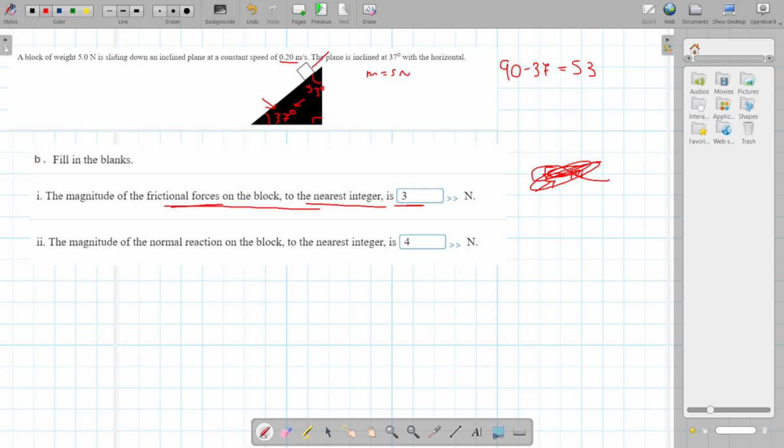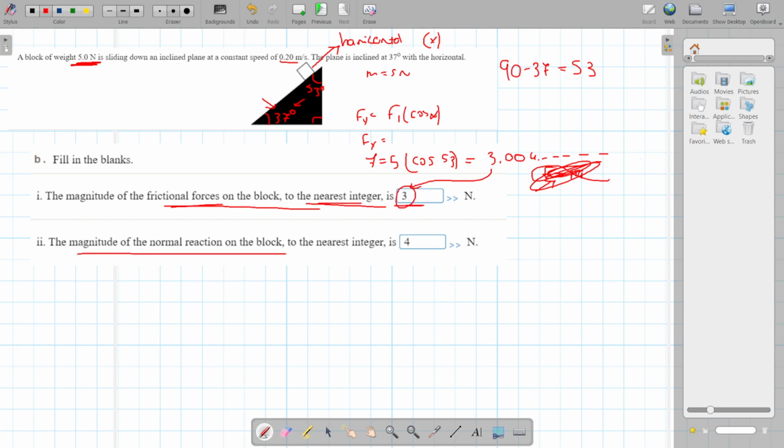To find the friction, which is like this, this is obviously horizontal. This is the x component of the force. We know to find Fx, it's F1 times cosine of the angle. So friction, small f, equals F1, which is the original force, 5 newtons, since that's the weight, times cosine 53. You get 3.004 or 3.009 or whatever, but you get 3.0 something. And this is your answer, to the nearest integer, 3.